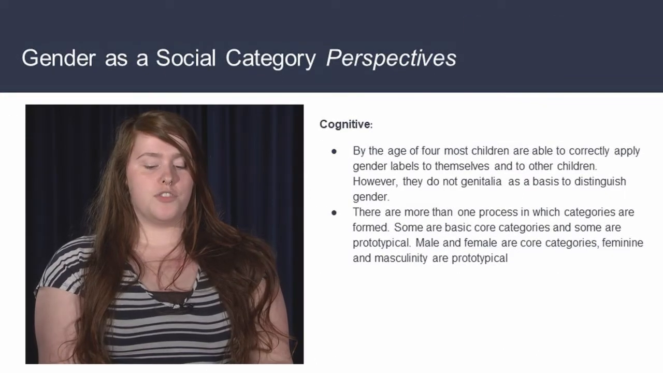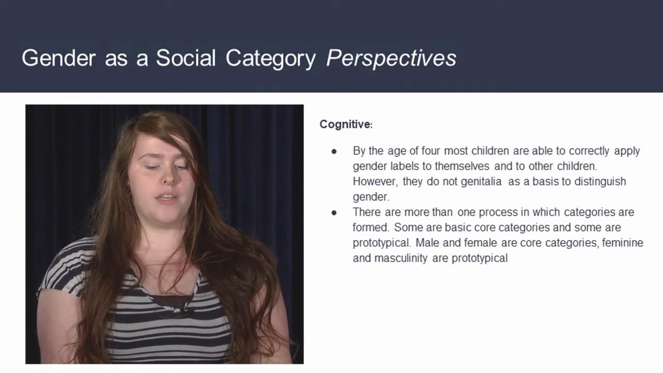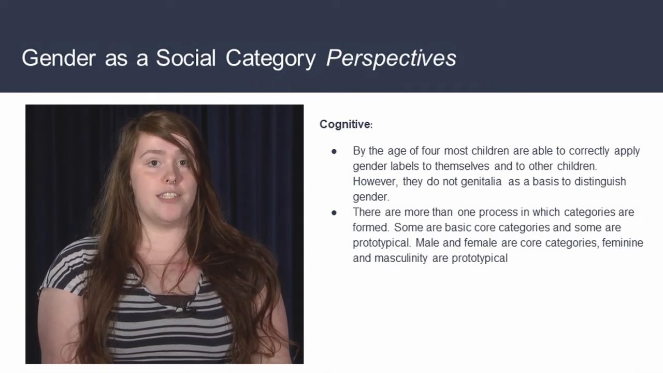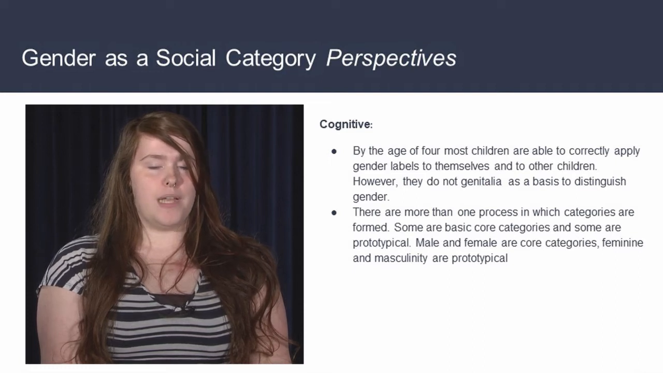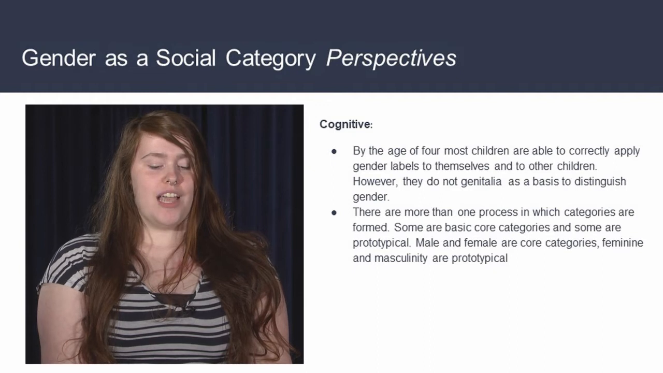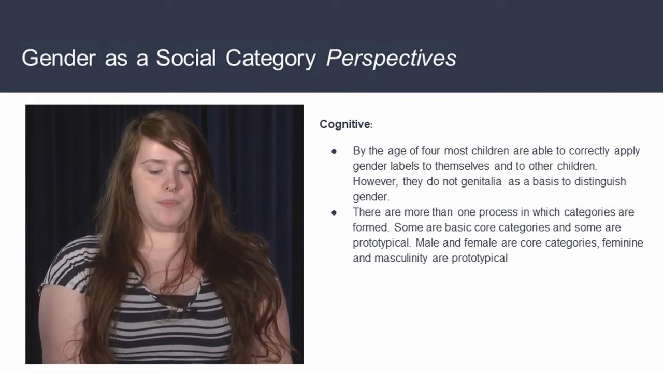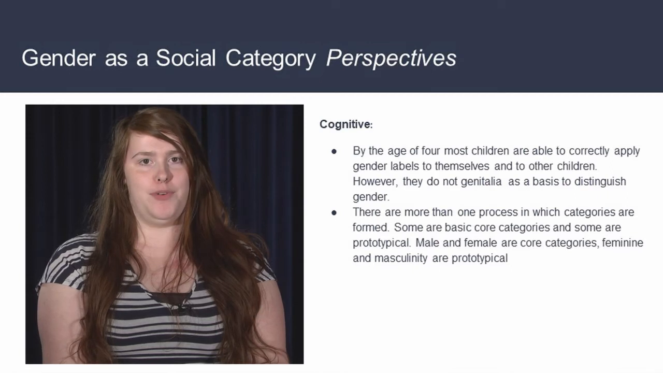From a cognitive social perspective, by the age of 4, most children are able to correctly apply gender labels to themselves and to other children. However, they do not use genitalia as a basis to distinguish their gender. There is more than one process in which categories are formed, some basic core categories and some prototypical. Male and female are core categories; femininity and masculinity are prototypical.